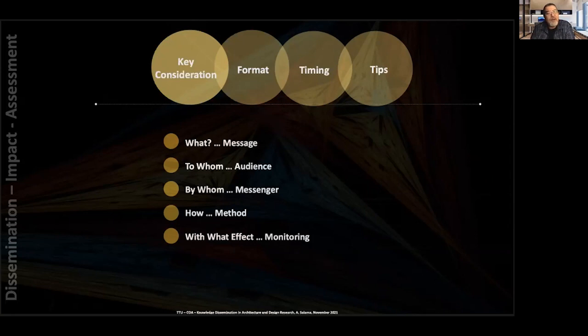With what effect is another question. What do you want to happen or gain from dissemination? That's an important question. Do you want to gain academic credibility? Do you want to inform policymakers? Do you want to communicate to professionals? All these are really important, which would require monitoring. And monitoring is trying to monitor the dissemination effort by looking at its impact.